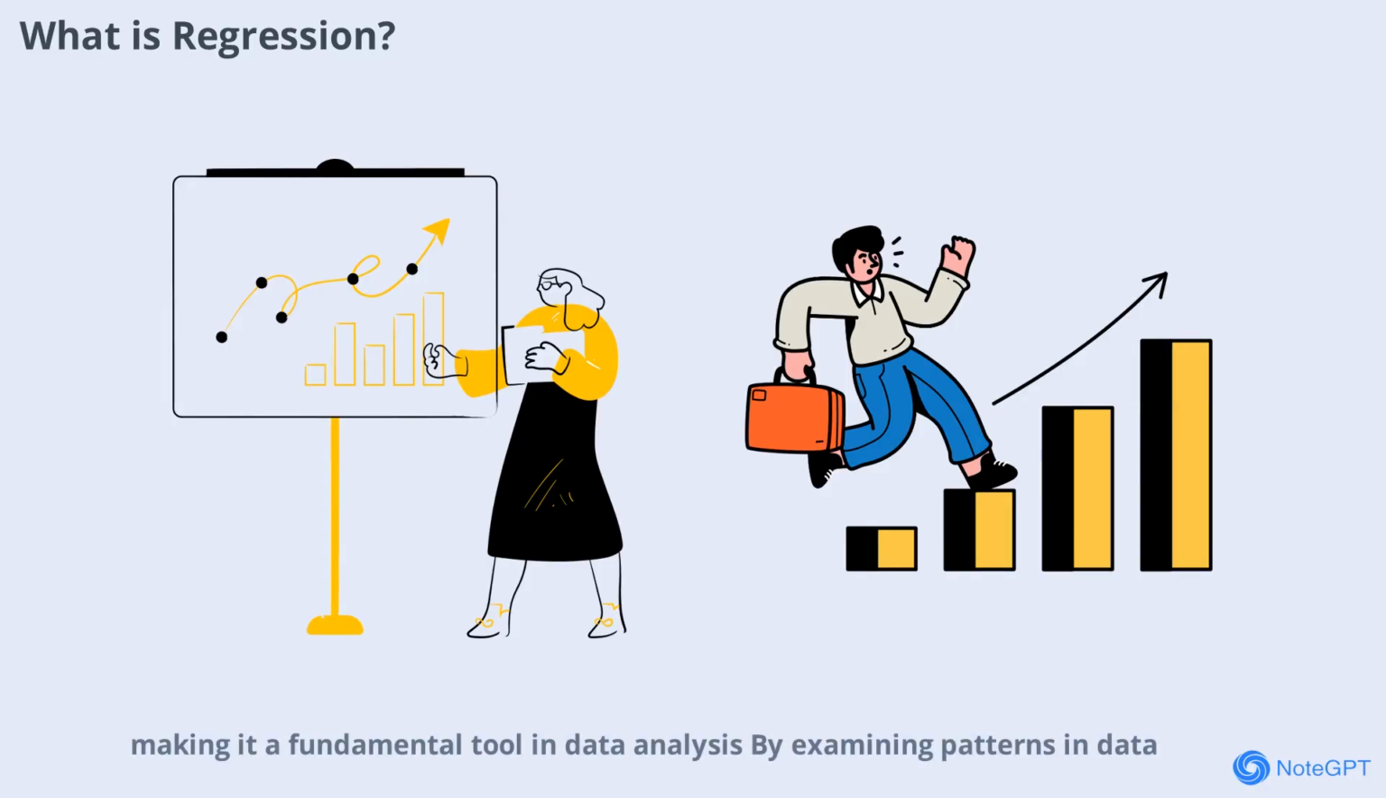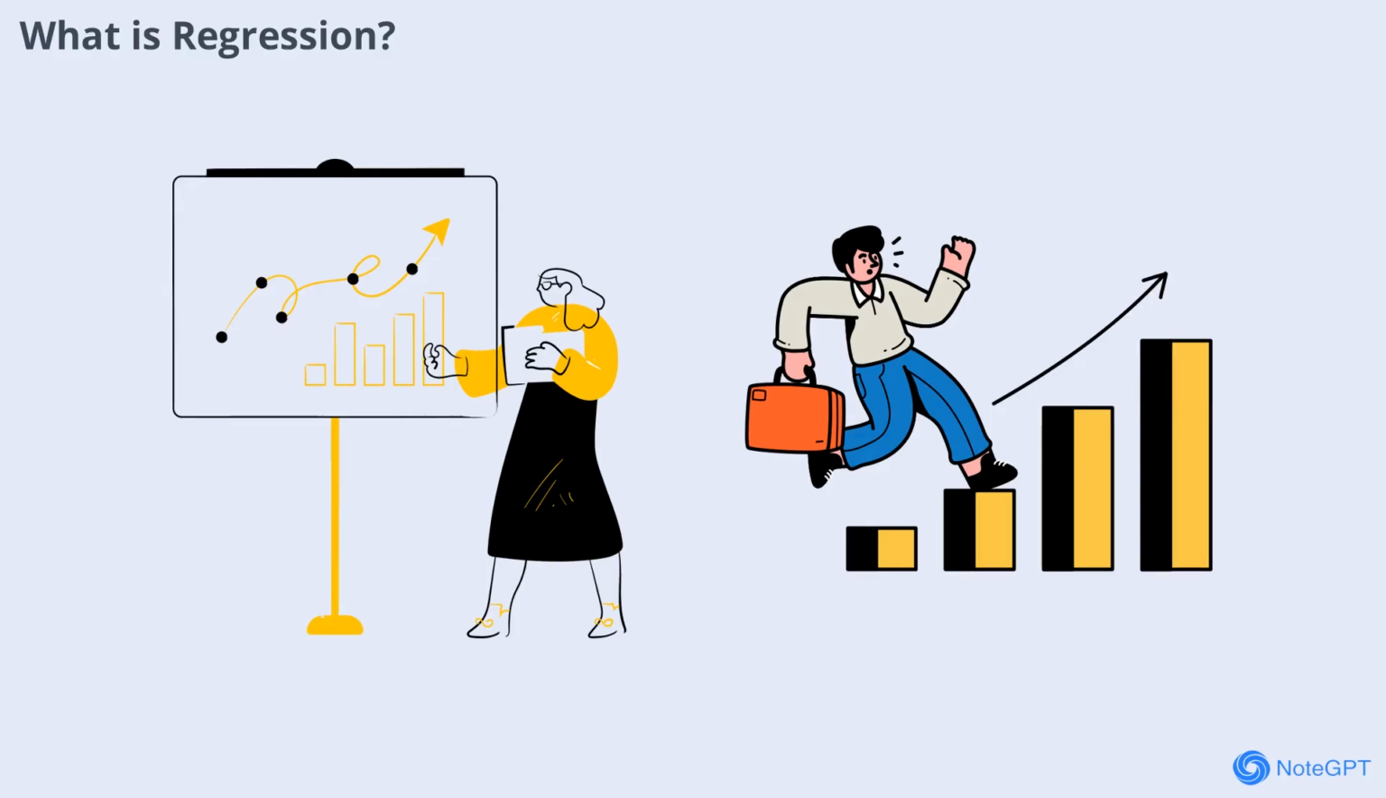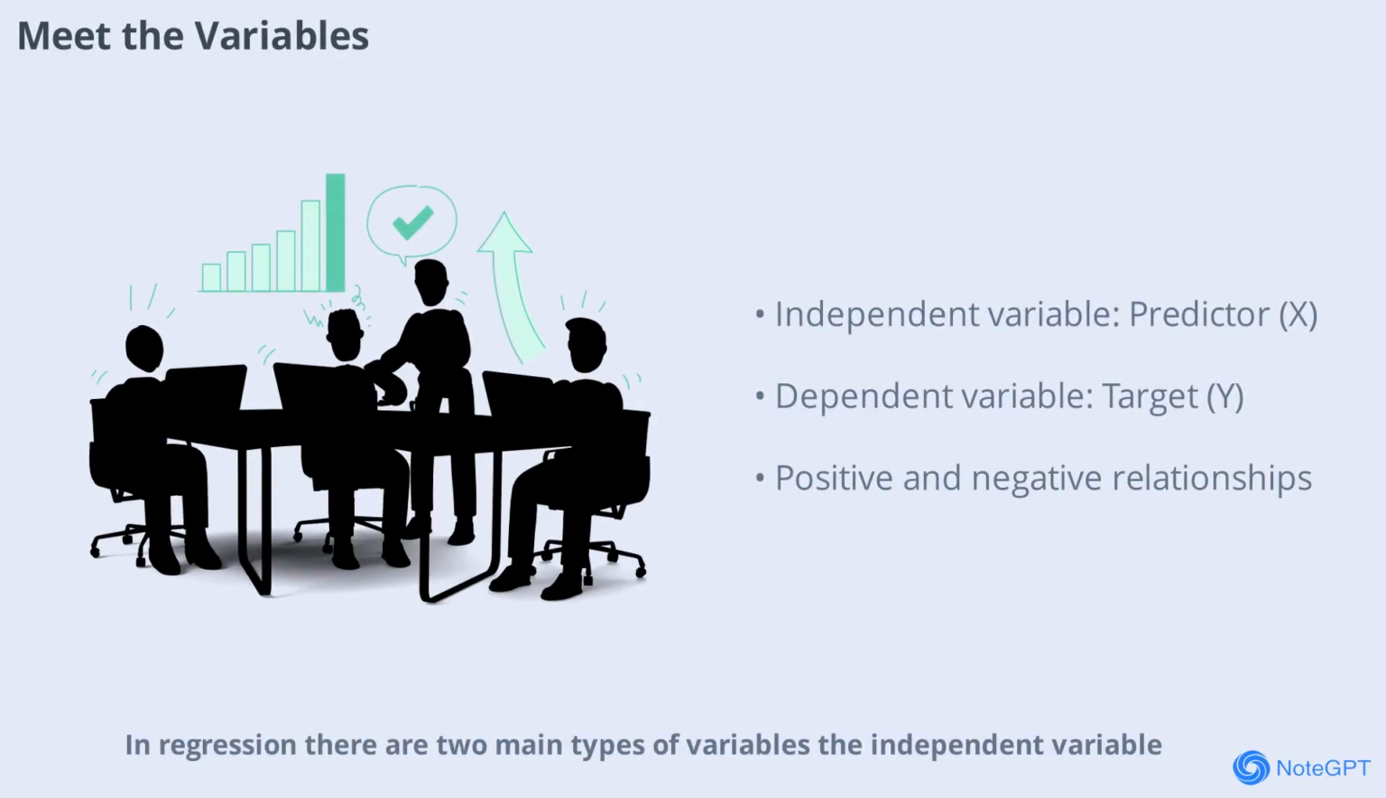By examining patterns in data, regression allows us to make informed decisions and predictions about the future. Let's dive deeper into the main players involved in regression and see how they interact. In regression, there are two main types of variables: the independent variable, also known as the predictor X, and the dependent variable or the target Y.